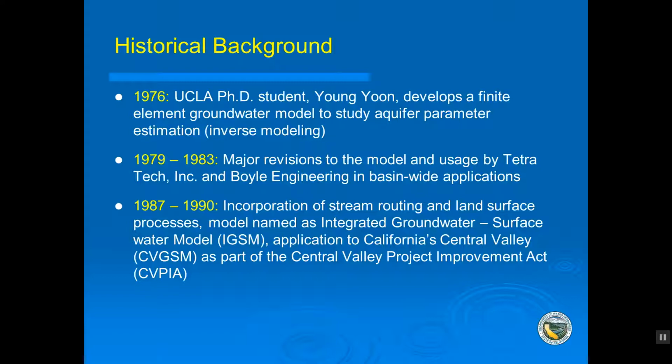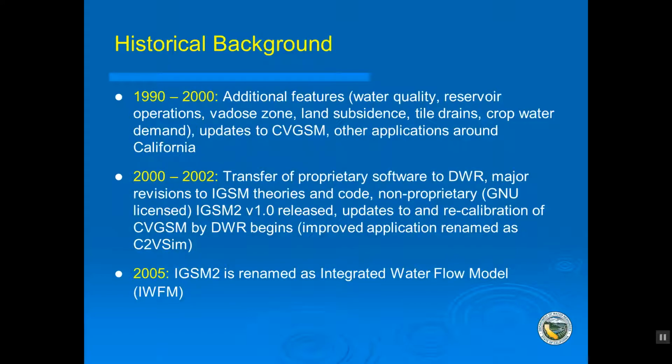And after this, IGSM becomes really popular, and between 1990 and 2000, you start seeing a whole bunch of IGSM applications all around California, mostly California as far as I can tell. And they start adding different features: water quality, reservoir operations, vadose zone, subsidence, tile drainage, and so on and so forth, including the crop water demand. But since all these applications are popping up out there, and with the CVPIA, IGSM starts really coming to the public eye. But until 2000, it's proprietary software, right?